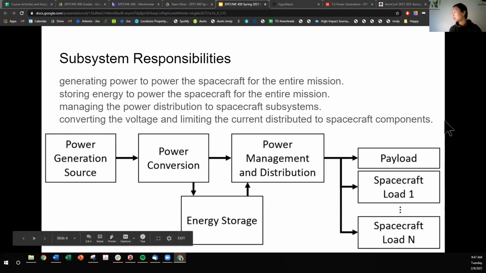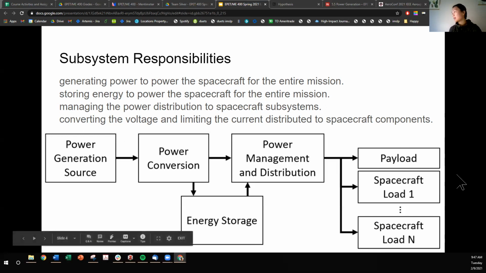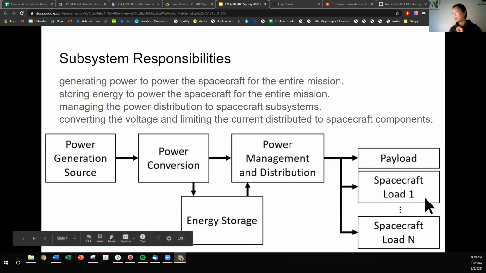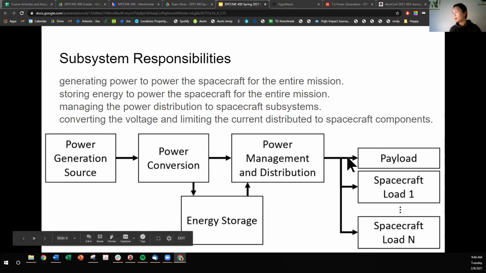And then I'll just describe the loads down here. The payload, of course, is going to require power, but the other spacecraft loads could be like the radio or the ADCS actuators and sensors. So there are a lot of different loads that the electrical power system has to support, and it all has to be regulated by the power management and distribution system.